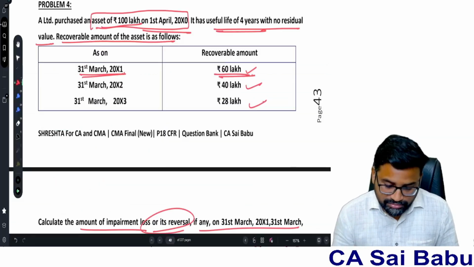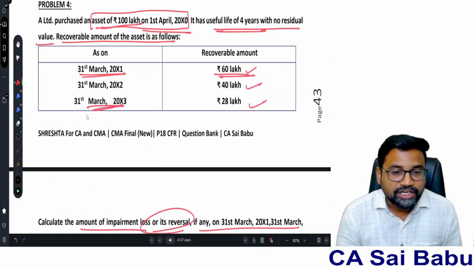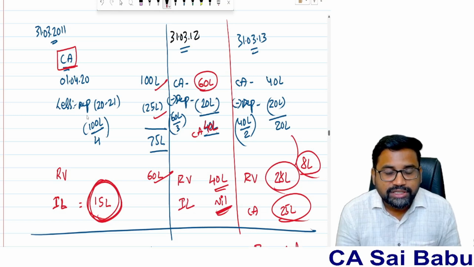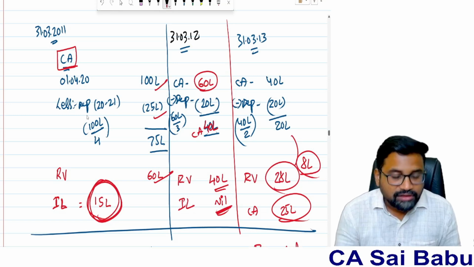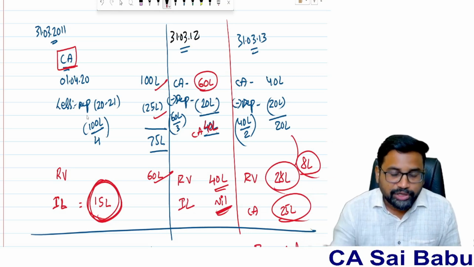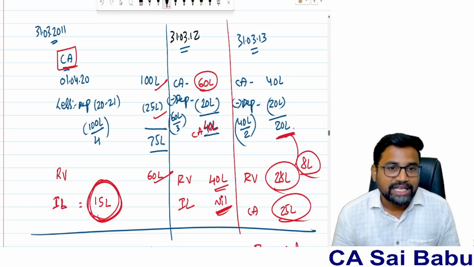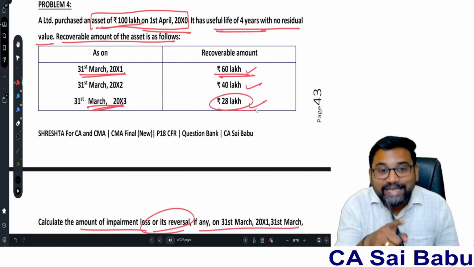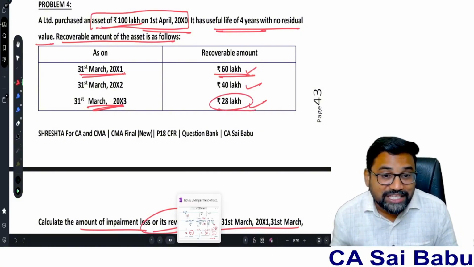Now come to the third year, 31st March 2013. Can you tell me what is the third year carrying amount at the beginning? 40. This 40 will be depreciated over the remaining 2 years. 40 divided by 2, so 20. So carrying amount 20 lakhs. What is the recoverable value? 28 lakhs. Now everybody please focus.